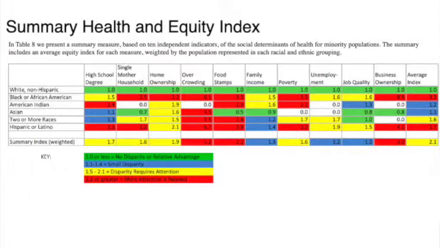Here we go. This is the table that my clients asked for help with, and I was glad they asked for help. It indicates it's a summary health and equity index. And the description under the title says that the summary includes an average equity index for each measure weighted by the population represented in each racial and ethnic grouping. So I hope that clears up for you what a health and equity index is.